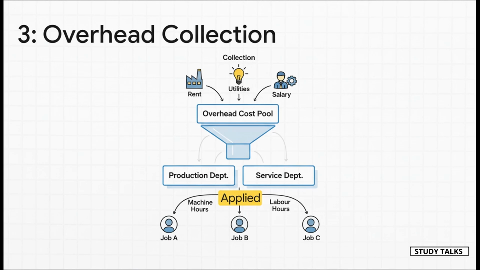So what do you do? Well, you collect all these costs, you divvy them up between departments, and then, and this is the absolute key, you apply them to jobs using a logical, realistic basis, like machine hours. This is the exact opposite of just slapping on a random percentage.